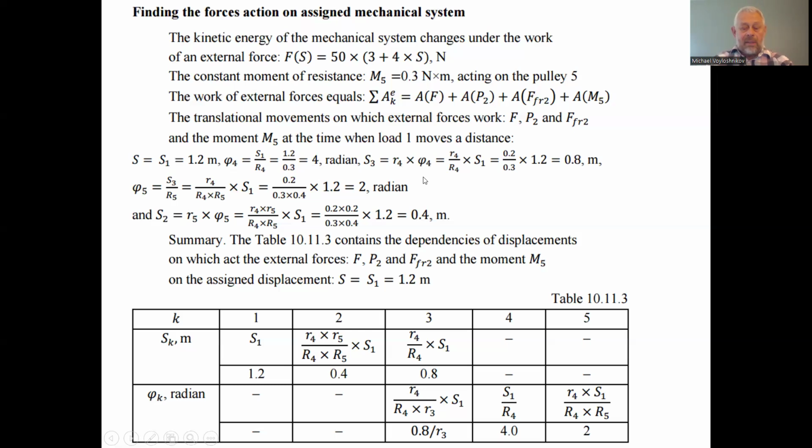The translational motion of the third element of the mechanical system, that is a roller which moves and rotates as well.